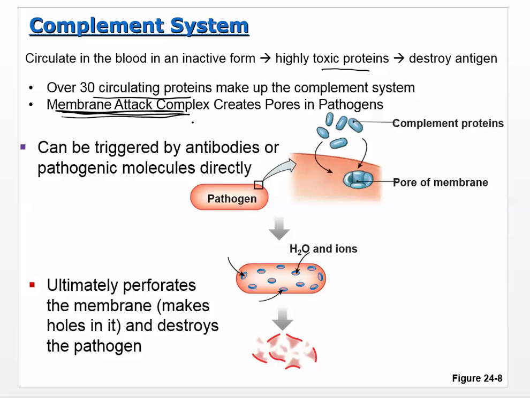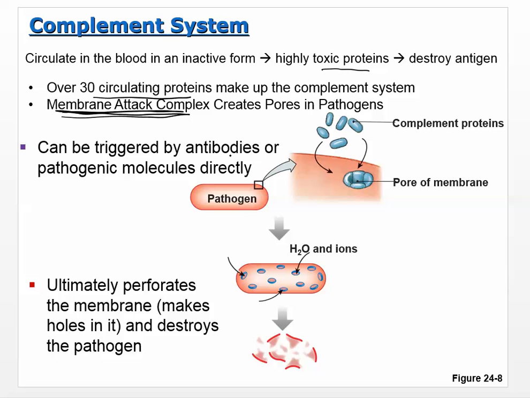And what that does is it creates a pore. Basically, these 30 proteins that are circulating, all they need is a trigger saying right here, here's a bad guy right here, and they will poke holes in it. They go down in a very specific way. We're not going to memorize exactly how that takes place, but we have to know that the complement system does this. Okay, so it can be triggered.